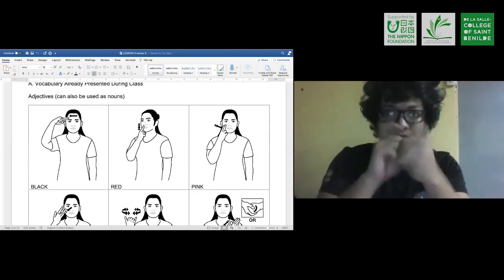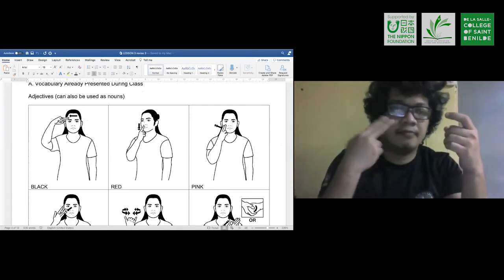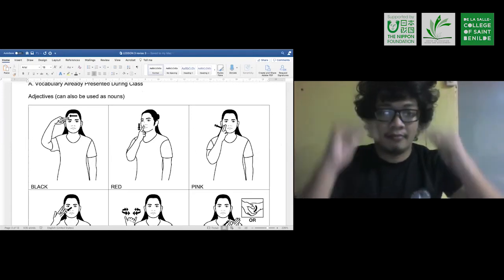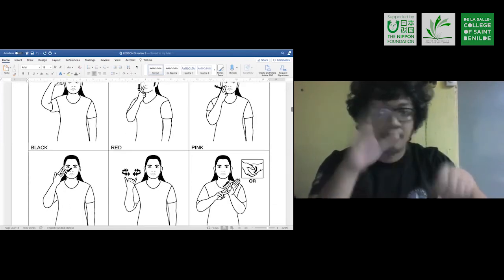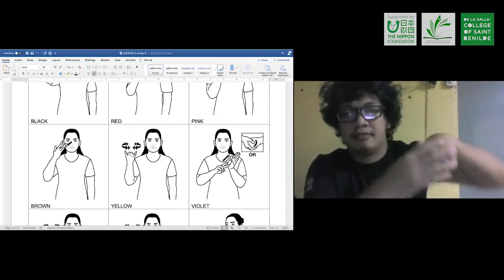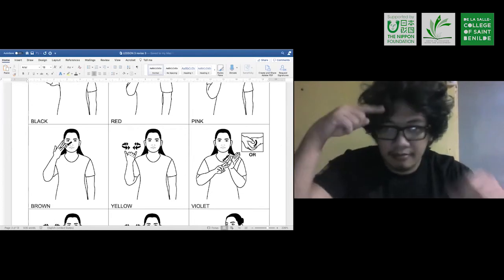So if we go down a little bit, oh yeah, so we changed the black hand shape. So the black hand shape, and also the brown hand shape. Yeah. Okay.